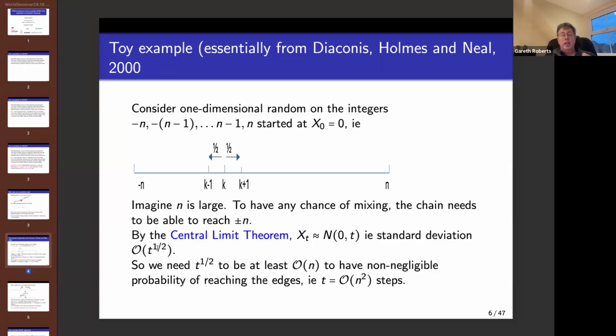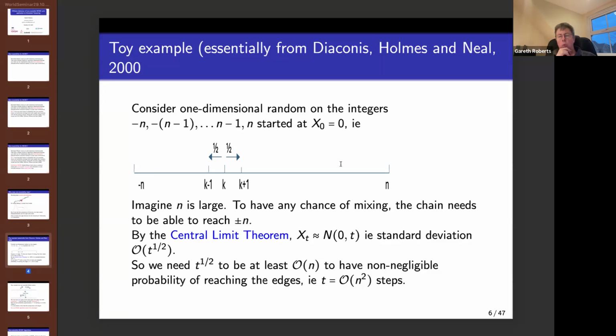And it turns out that this is the correct order of magnitude if you look at the mathematically defined mixing time for this problem. The mixing time is order n squared. And that's a rather disappointing outcome for a Markov chain which had only order n states. This is the classic diffusive behavior that one might try to avoid in this situation.